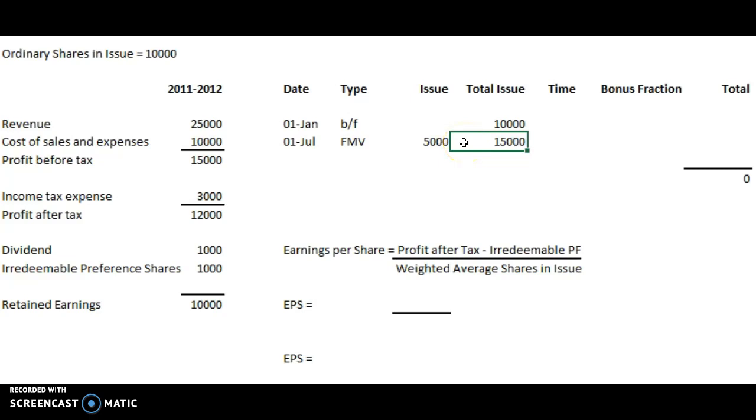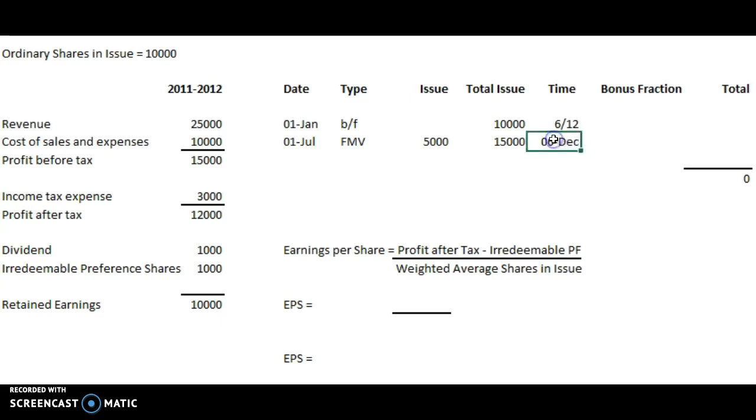Well, what we have to do is to time average these, so we have a weighted average total across the period. So let's just work out how long we had 10,000 shares. Well, it's 1st of Jan to the 1st of July, so that's 6 whole months. We can make a note of that in this format, 6/12 of the year. Then we added another 5,000 at full market value, giving a total issue of 15,000 for July, August, September, October, November, December. That's another 6/12 of the year.